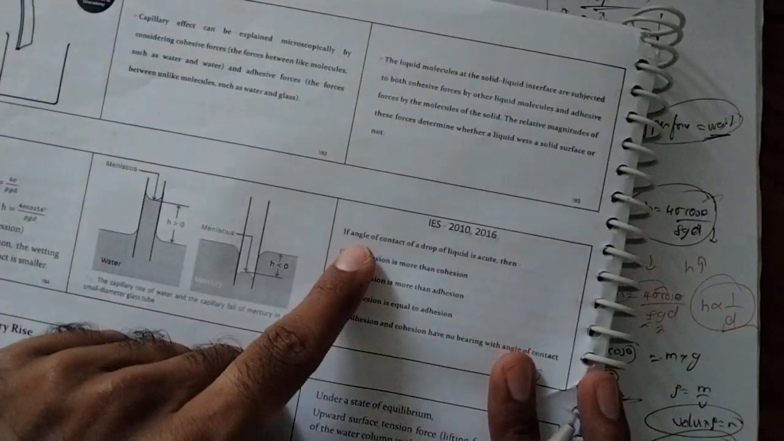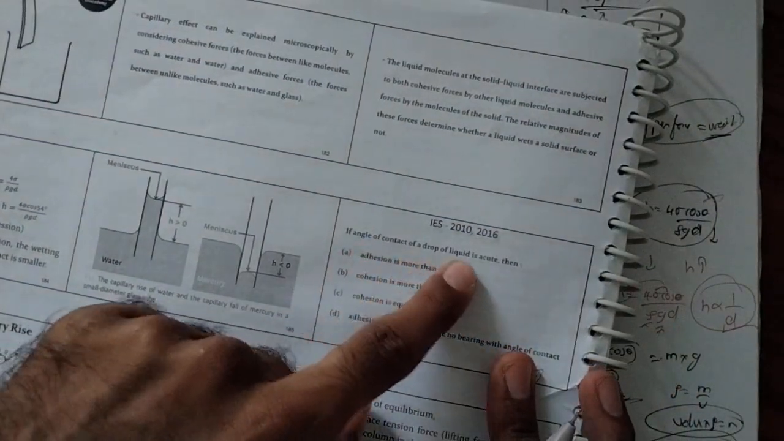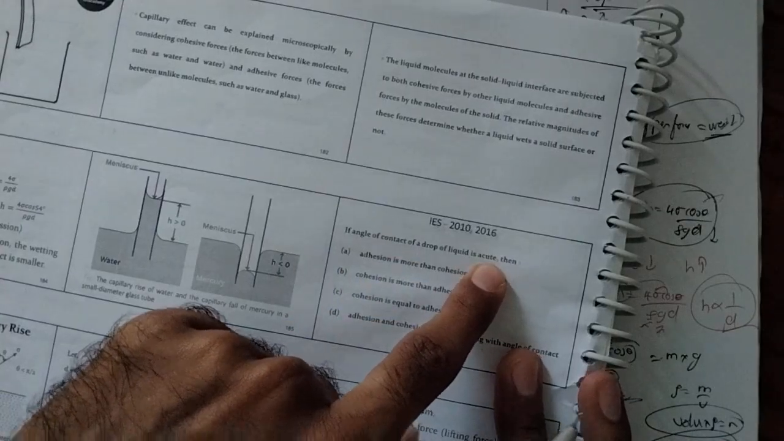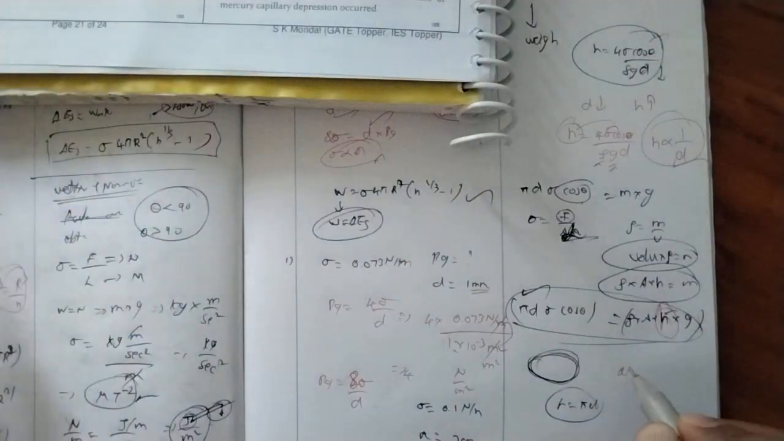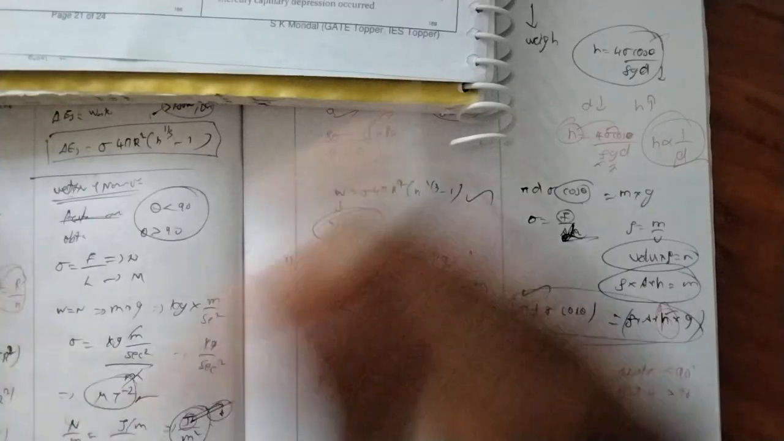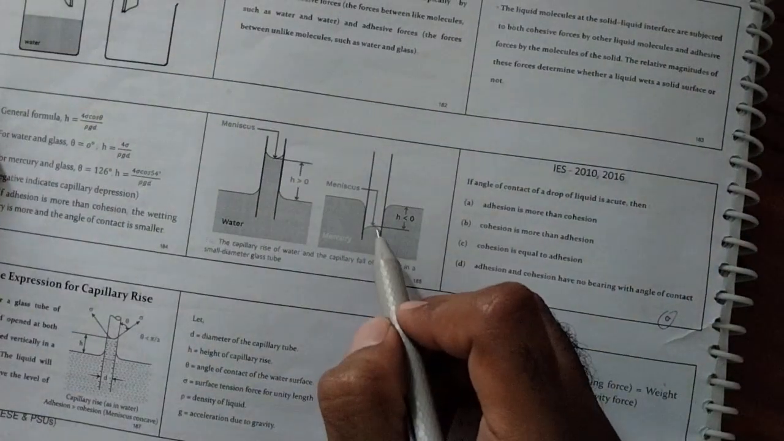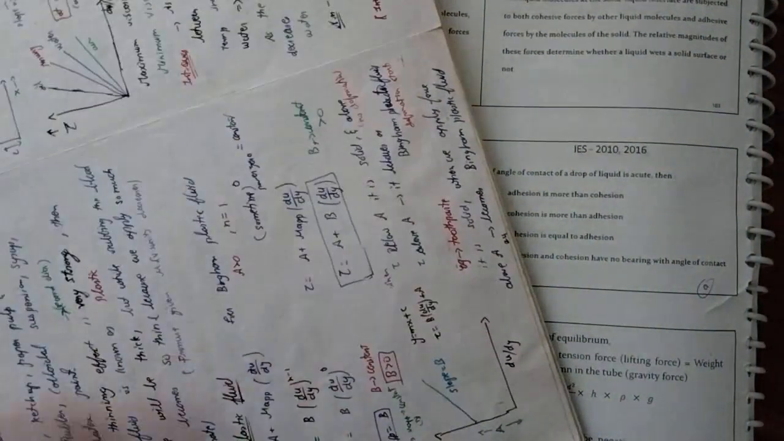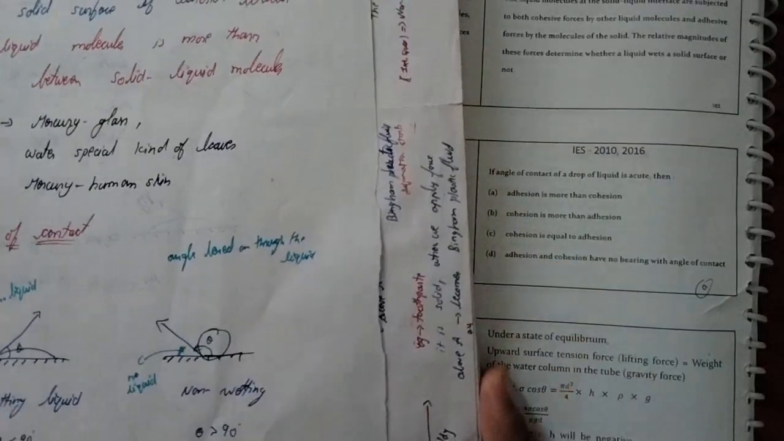You can see here, guys, the other thing: if the angle of contact of the drop is acute. What is the difference between acute and obtuse? Acute means less than 90, and obtuse means more than 90. We can show it here so you can have a good understanding. Acute is less than 90 and obtuse is more than 90.